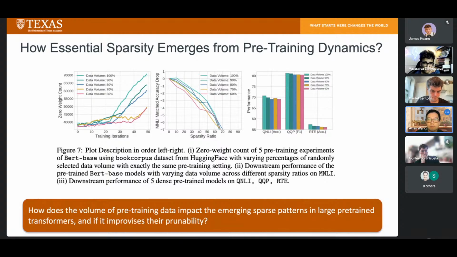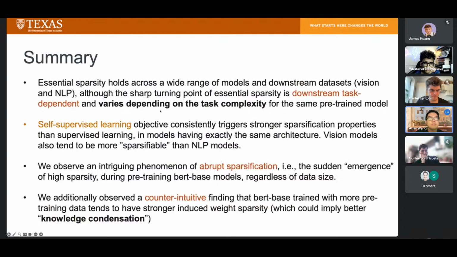So, a summary we can make up to this point. From the experiments we have shown so far, we find essential sparsity, as indicated by the sharp turning point of downstream task performance, is widely existent. While it is a little bit downstream-task dependent, and the actual ratio depends on the task complexity, the sharp turning behavior is universally observable. Self-supervised learning seems to generate more sparsifiable features. And we also observe the phenomenon on the last page, which we call abrupt sparsification.